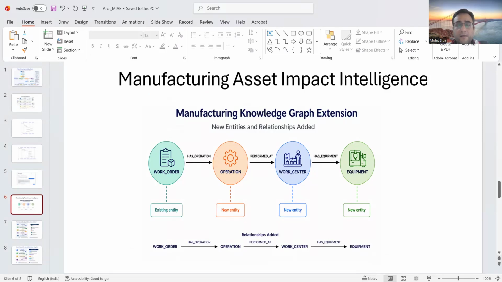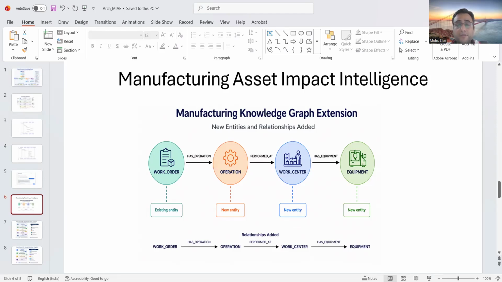So first, asset impact intelligence. Today our impact analysis focuses on products, components, suppliers, and customer demands. The next step is to extend that intelligence into manufacturing assets. So basically what is this? From engineering and supply chain impact analysis to manufacturing execution impact analysis.